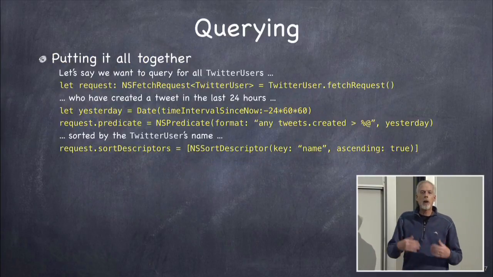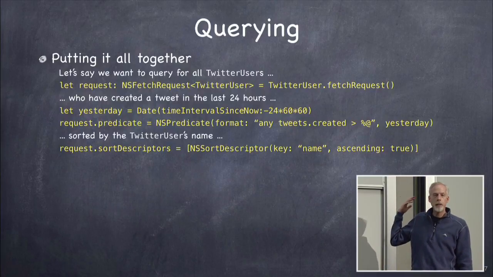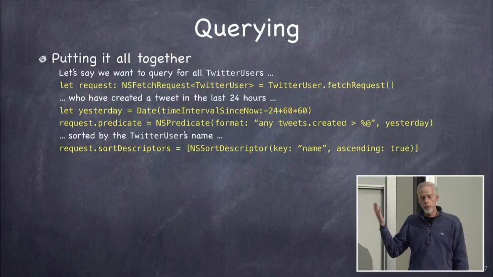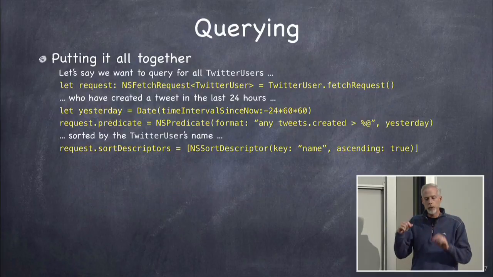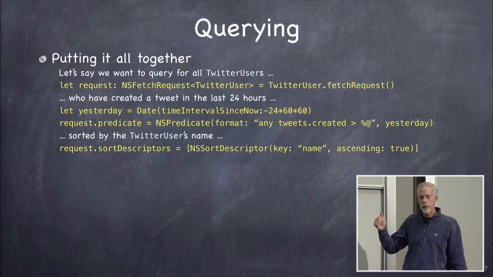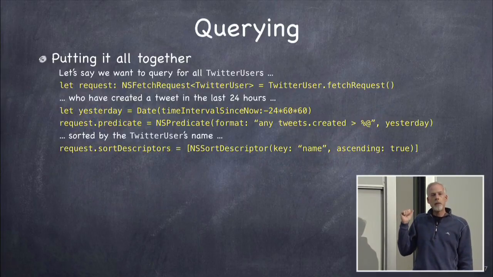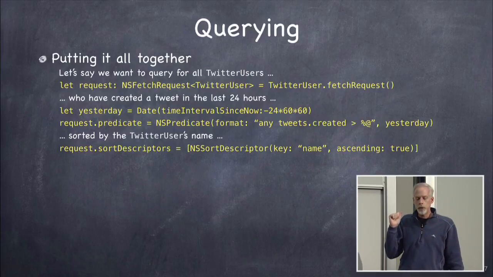All right, so let's put it all together now to create our fetch request. In this case, I'm going to create a Twitter user fetch request. So I'm saying fetch request, angle bracket Twitter user, equals TwitterUser.fetchRequest. Then I'm going to create a time, which is yesterday. It's actually 24 hours ago: time interval since now, minus 24 times 60 times 60, that's 24 hours ago. And I'm creating a predicate that says, find me any Twitter users that have a tweet that's created before yesterday.